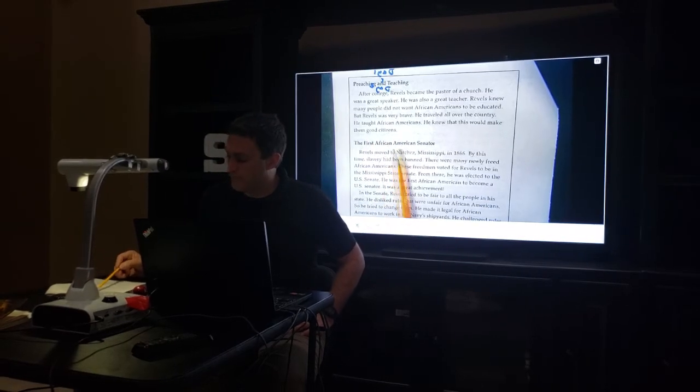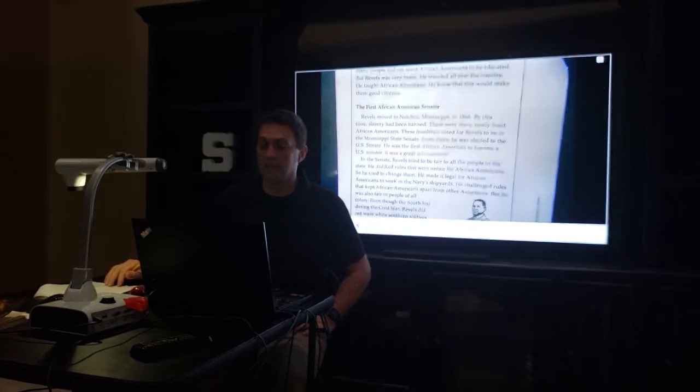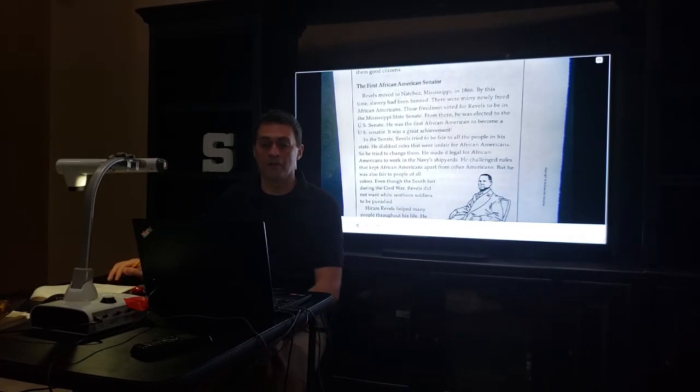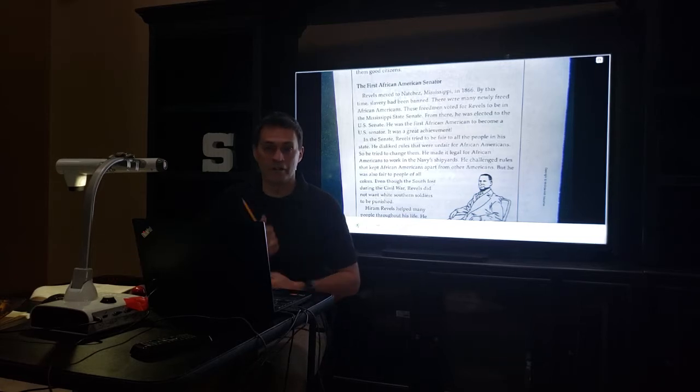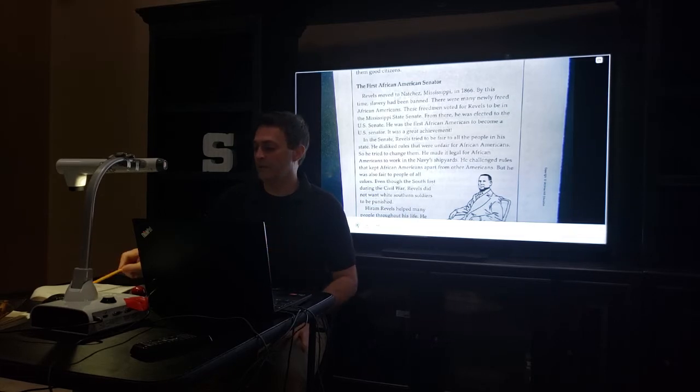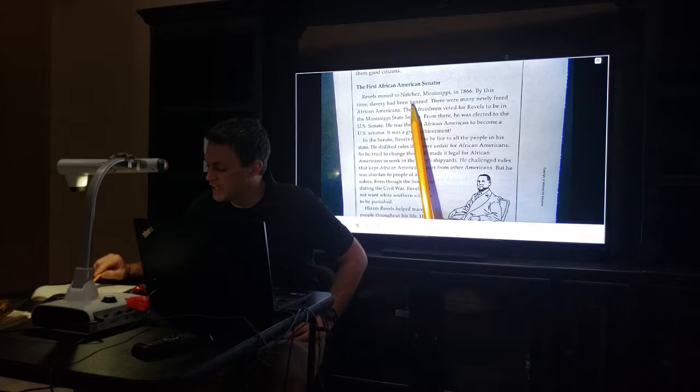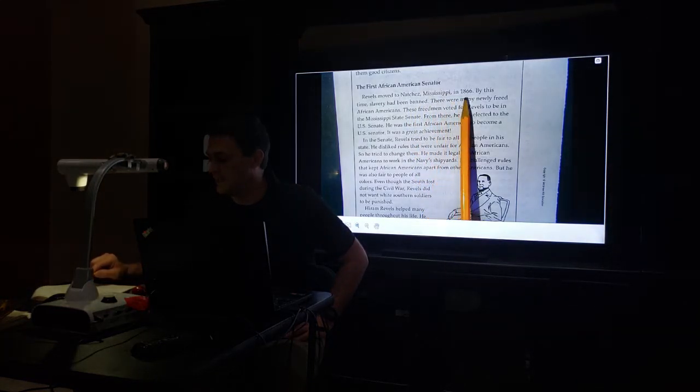The first African American senator. This is a big deal back then. Okay. African Americans weren't treated very well, and they weren't given very good jobs back then. They weren't considered leaders by many people in society. So this was a big deal. And he had to be voted in for this job. So, a huge accomplishment. Revels moved to Natchez, Mississippi in 1866.